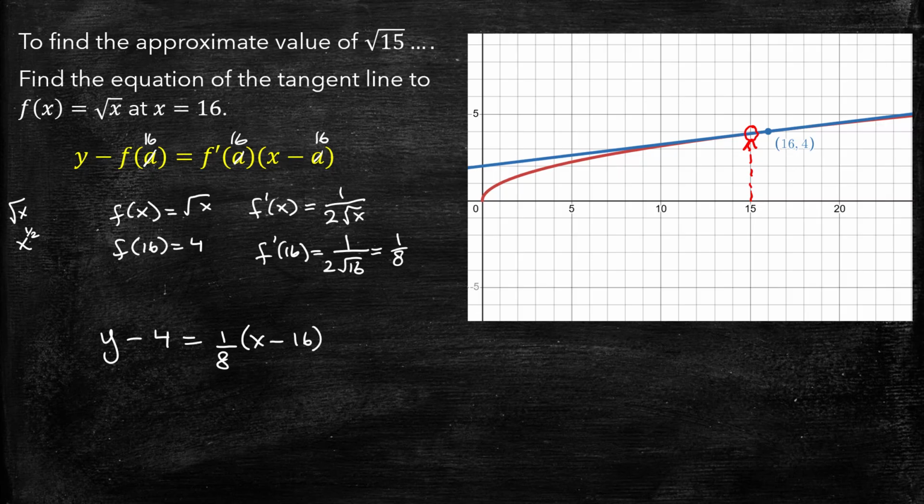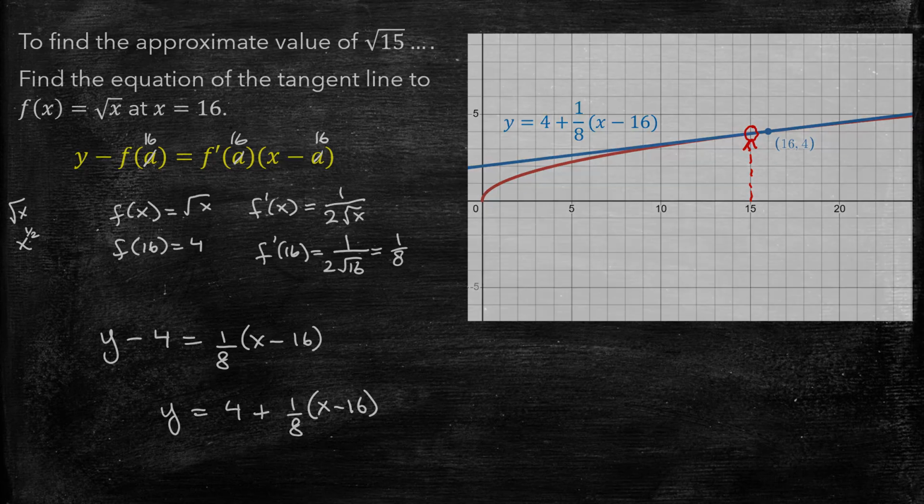Now, because we're going to be using it to estimate values, sometimes we isolate the y. So we have y equals 4 plus 1/8 times (x minus 16). So that's the equation of the tangent line. You might want to copy that down because we'll use it in the next slide.